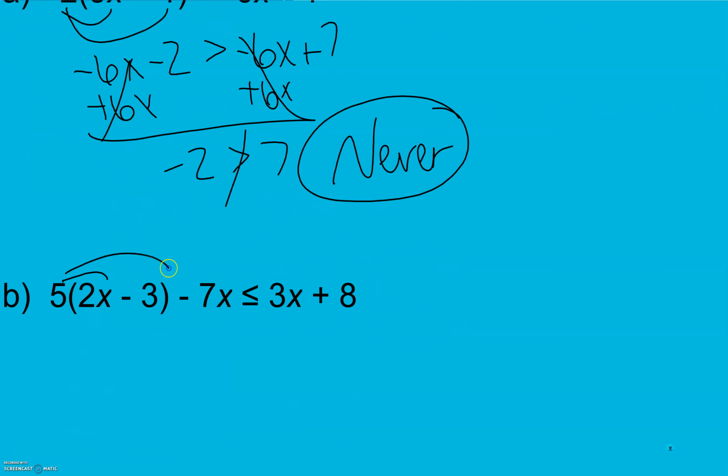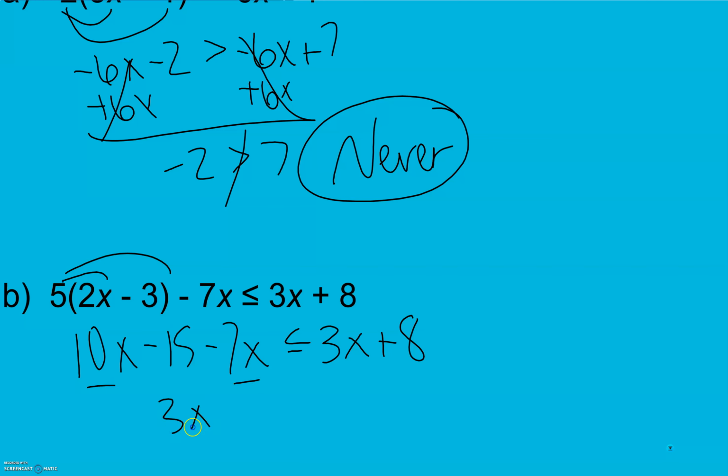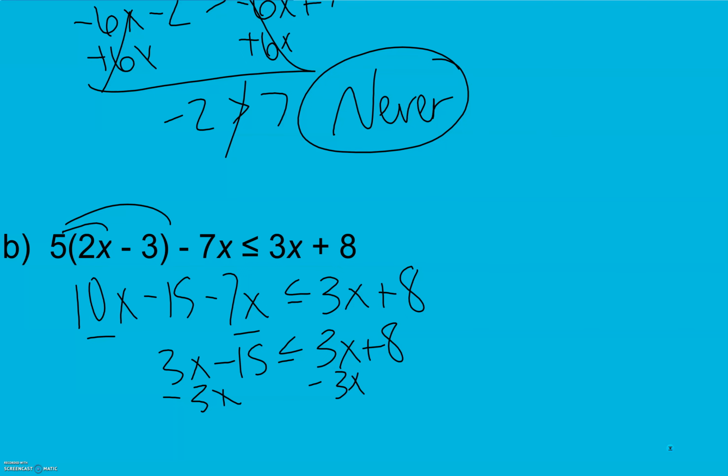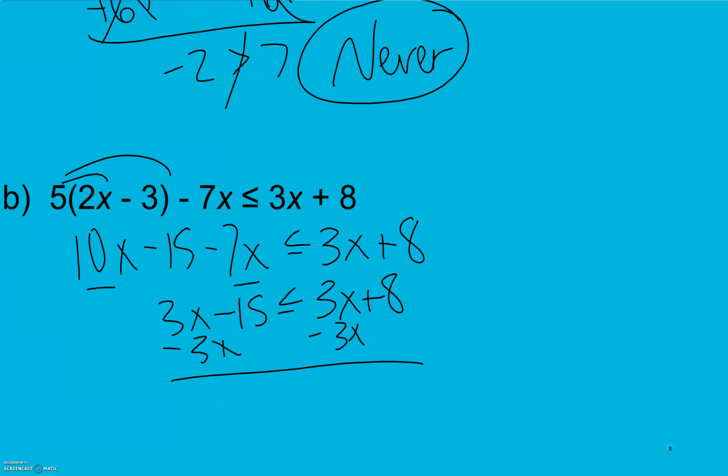Here I'm going to distribute. Combine like terms. Get my variable parts together on one side. 3x minus 3x is 0. So I have -15 is less than or equal to 8, which is true. So this is always going to be true.